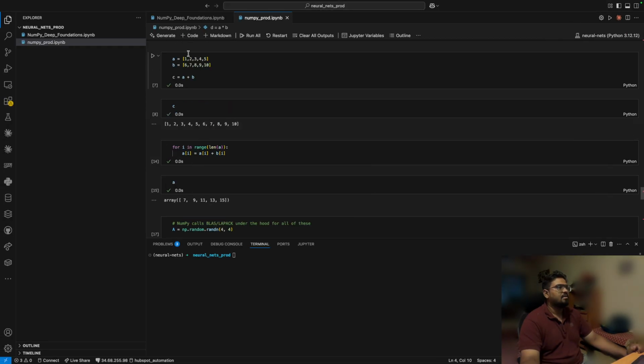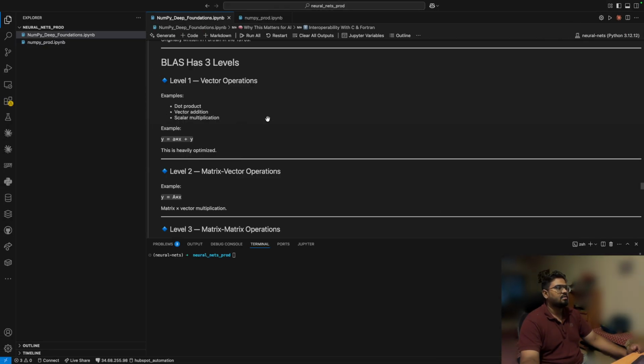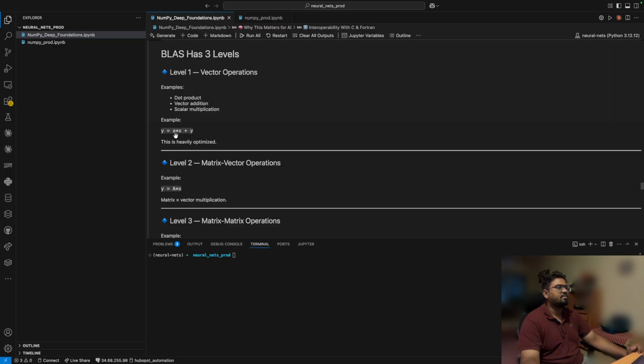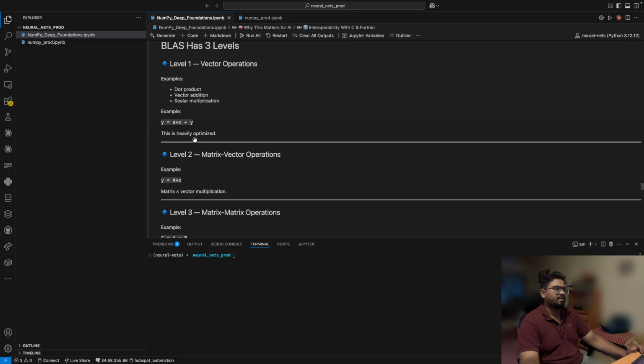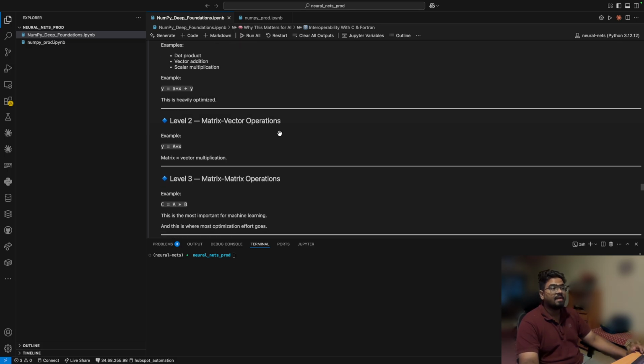And then what was the operation? Vector addition, that we have already discussed. So this is the example wherein you can consider A as a scalar, so it's a scalar multiplication, or you can consider A as another vector, so it would be a dot product, and then this is addition. Then we have matrix vector operation.